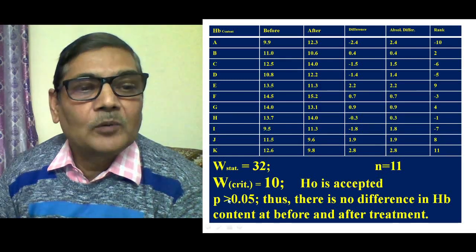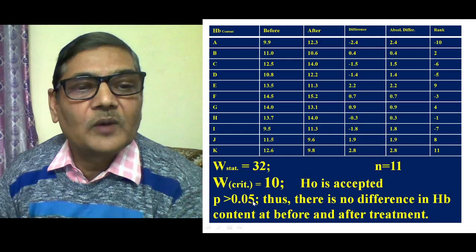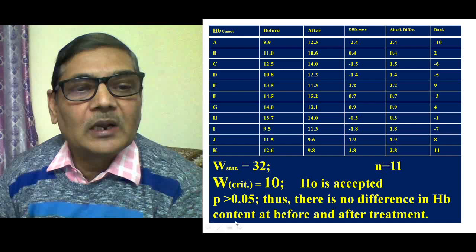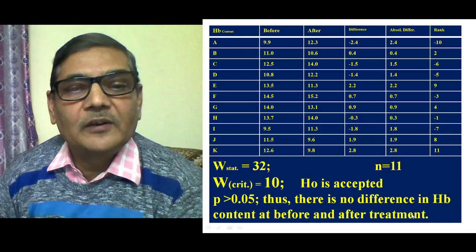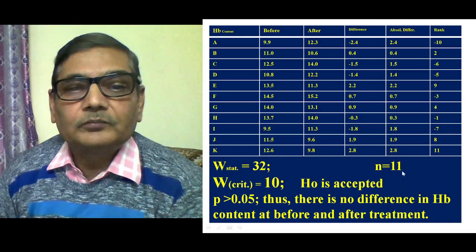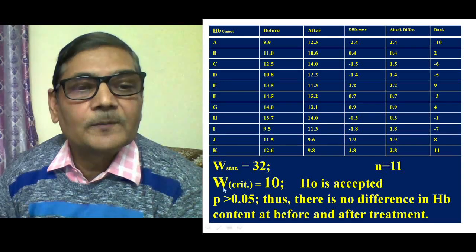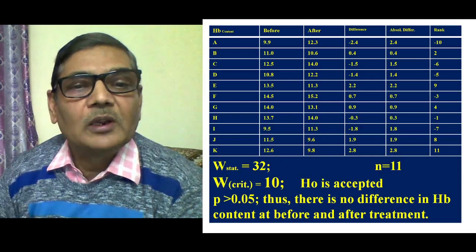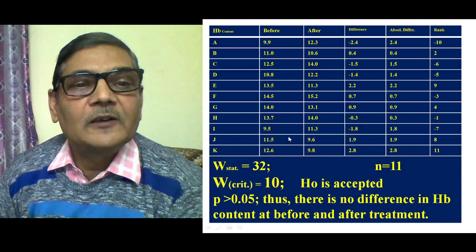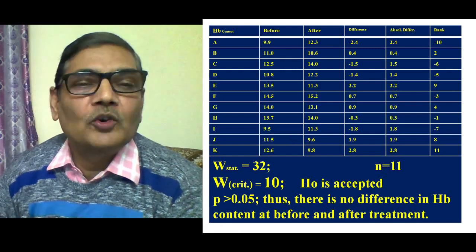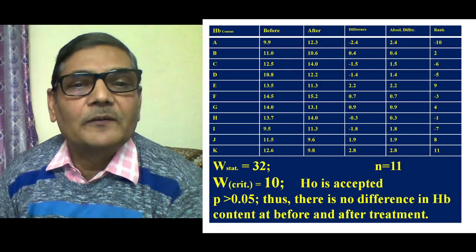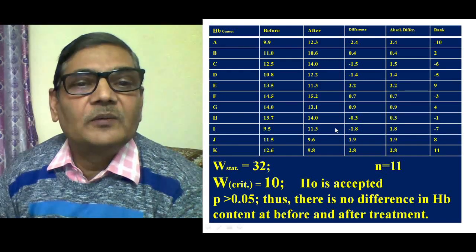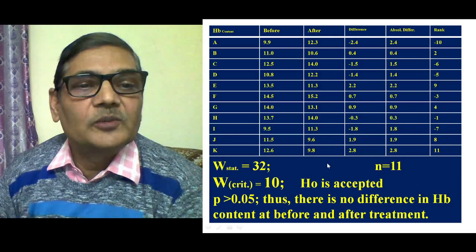And we can say that the probability is more than 0.05, and in the present case there is no difference in the hemoglobin content before and after treatment. So this is our final inference, that there is no difference between the hemoglobin content before and the hemoglobin content observed after the treatment. So this is the way one can apply the different steps to reach a specific inference.